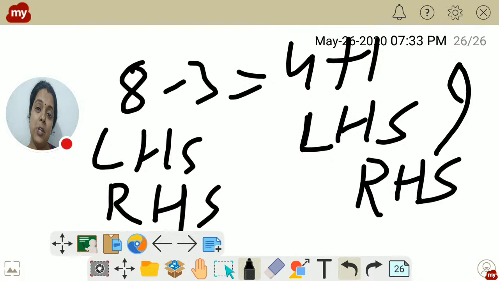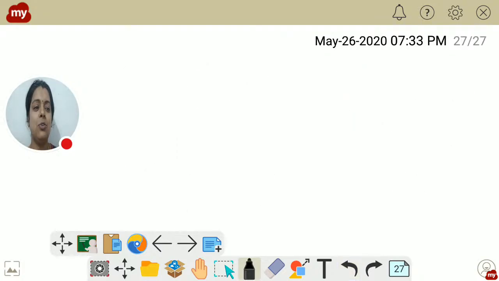So when you are able to find, mention that yes, LHS is 5, RHS is 5, so both are the same. So undoubtedly I can say LHS is equal to RHS. But if it is not the same, what you need to do? LHS is not equal to RHS. It's done. Now let me take you to the exercise.